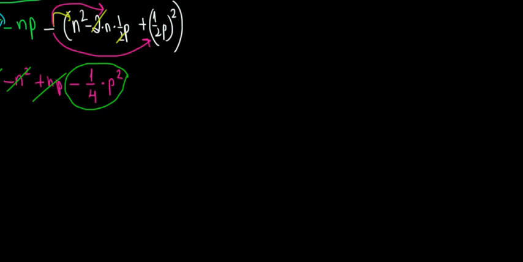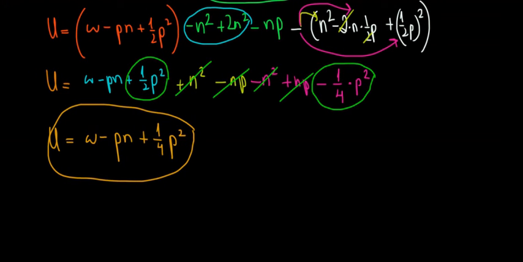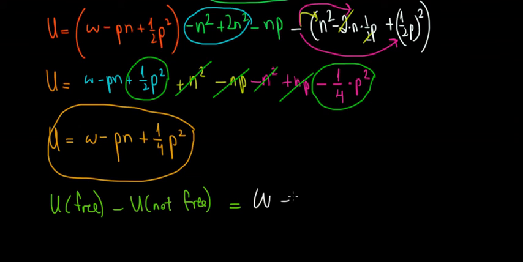Where am I? Sorry about that. So the utility of free coffee is W, meaning we will take the difference between utility of free coffee minus utility of not free coffee. That's equal to W minus this expression. W minus, and let's keep this expression in a bracket because we need the entire expression. We have W minus Pn plus 1 over 4 P squared.